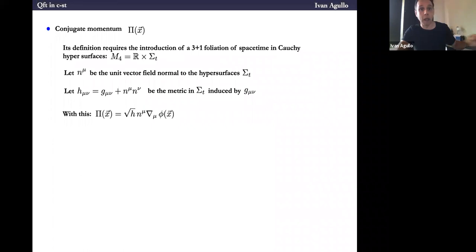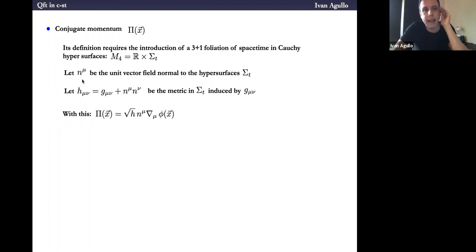Okay, next, I want to build the phase space to make connection with the previous geometric quantization. First, we need to define the conjugate momentum. And you need to remember that the definition of conjugate momentum requires the introduction of a 3+1 foliation. You need to choose a foliation of the spacetime. There are many inequivalent foliations, depending how you choose it, but you need to choose one. And the momentum is associated to that foliation. How? As follows. You give me a foliation.